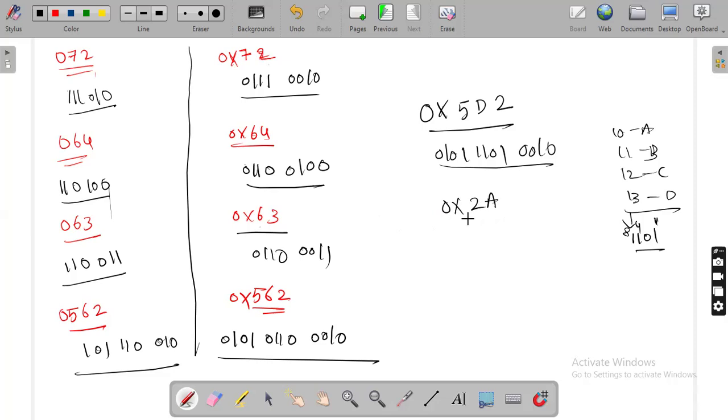If it is like this, 0x2A, what is the binary for hexadecimal 2A? 2 means 0, 0, 1, 0. A means 10. What is 10 binary in 4 bits format? 1, 0, 1, 0. So this is the binary for hexadecimal 2A. I hope you are clear with how to write binary for decimal, octal and hexadecimal. Getting my point? Now we'll discuss number conversions.